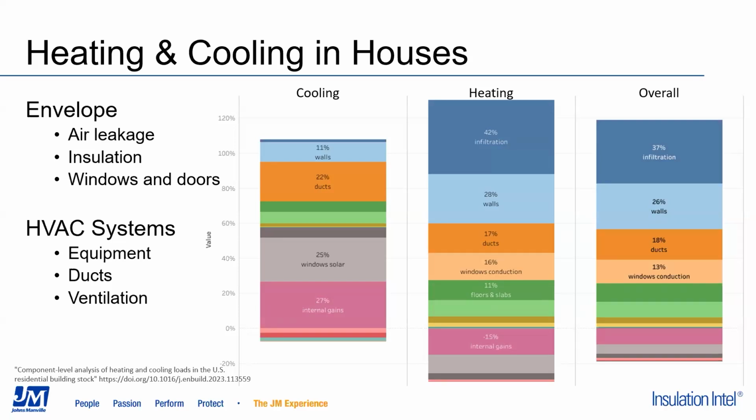And then windows, for heating and overall, that's that light orange. And then ductwork, that's the darker orange. So right away, and then actually solar gain through windows, that's the light gray. So I've kind of covered a lot of pieces, but a lot of that is in the building envelope: walls, roofs, floors and slabs, windows.